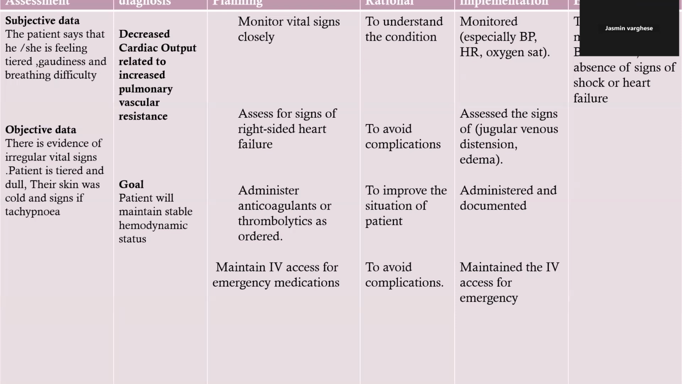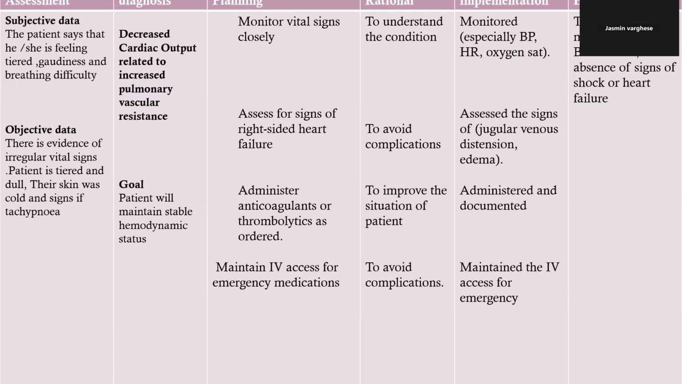Then, while coming to the planning, monitor vital signs closely, to understand the condition of the patient. Monitored, and what you have monitored, BP, oxygen saturation, heart rate, etc., that you can write there. Then next planning, assess for signs of right side heart failure. It's very, very important to avoid the complication.